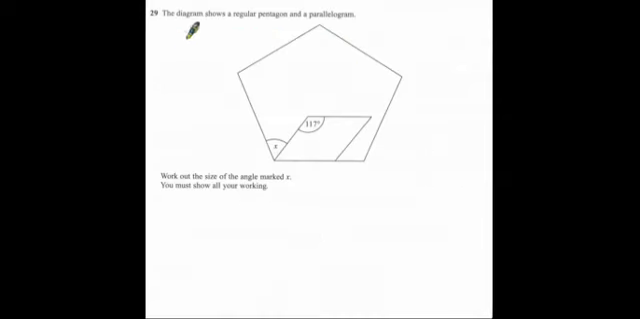Question 29. The diagram shows a regular pentagon and a parallelogram. Work out the size of the angle marked X. The way we're going to do this is we're going to find out what the angle inside the parallelogram is, and we're going to take that away from the whole corner of the pentagon. That will give us the remaining part of X. So let's have a look at the parallelogram first.